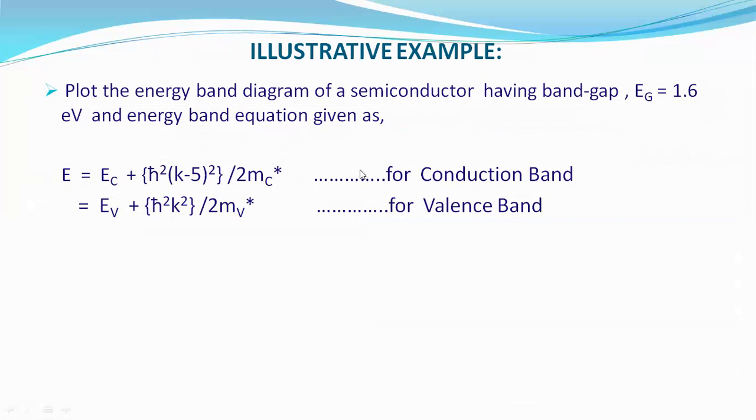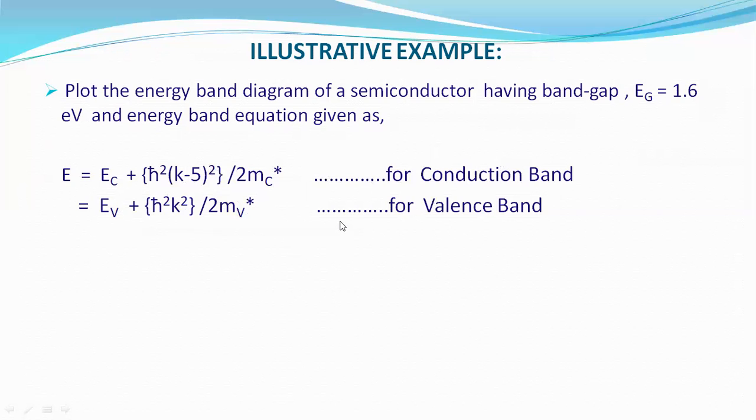Now let's consider an example. Plot the energy band diagram of a semiconductor having a band gap equal to 1.6 electron volt, and the energy band equation is given by E is equal to EC plus h cross square times (k minus 5) whole square divided by 2 mc star. This is the conduction band equation. The valence band equation is E is equal to EV minus h cross square k square upon 2 mv star for the valence band.